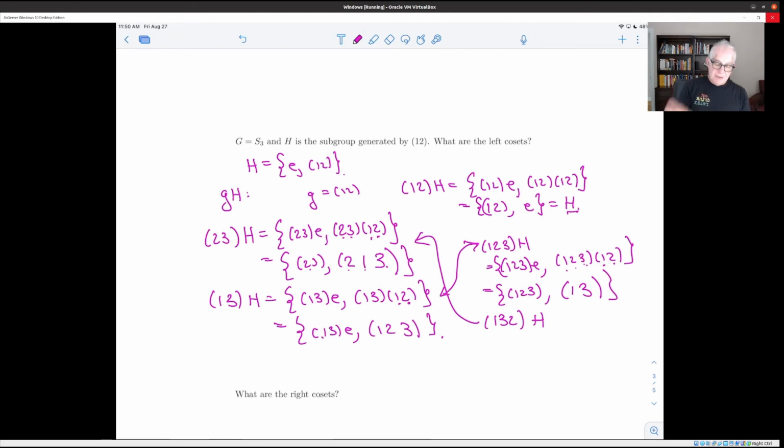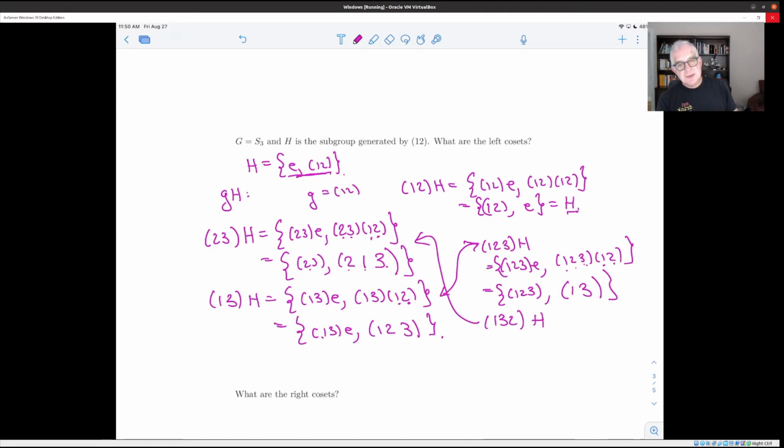Because if you multiply, so there's the identity, there's the 3 transpositions, and then there's the 2 rotations that aren't the identity. And in the end, you just get 3 cosets. And the 3 cosets are the original subgroup, and then (2 3), (1 3 2), and (1 3), (1 2 3).